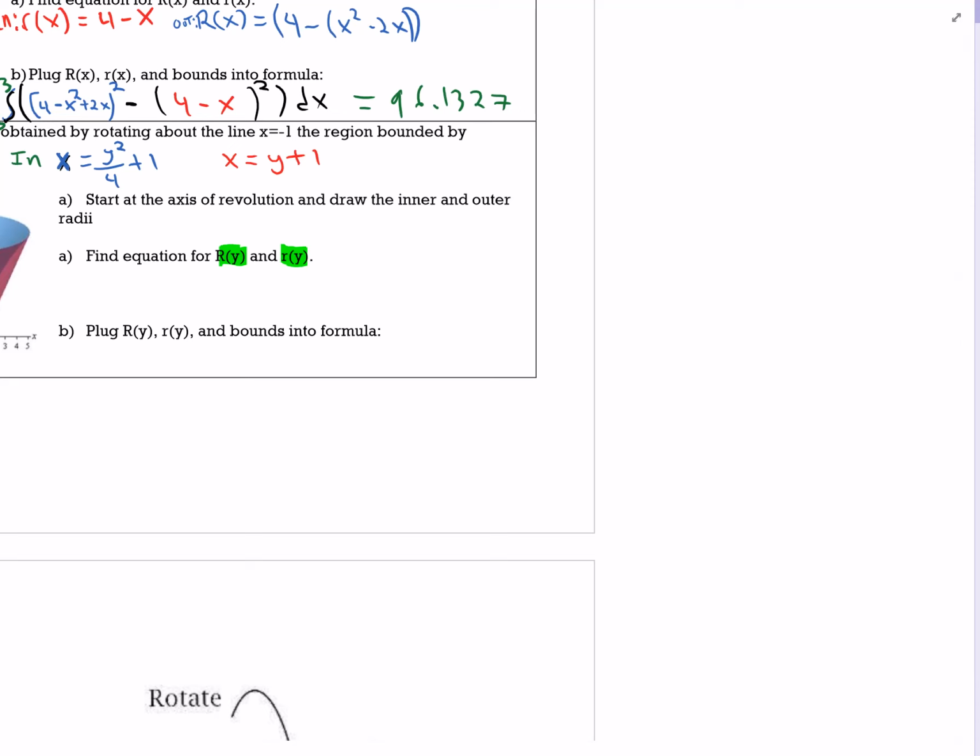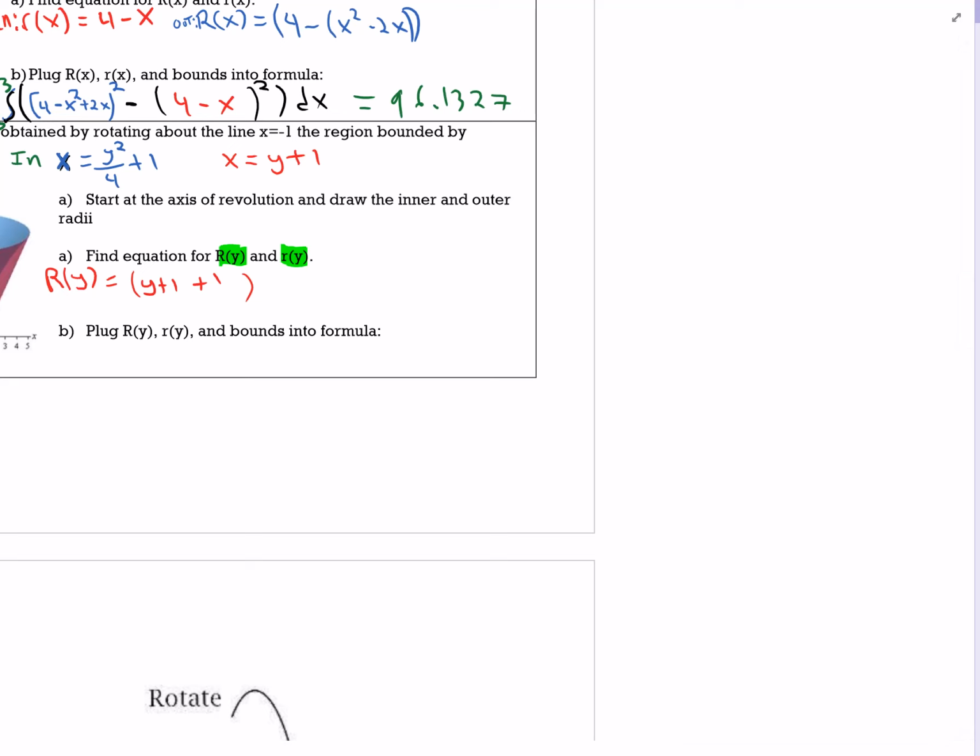And so let's start with the big R, which is our outer radius, right? So in this case, the function itself gives me the distance from the y-axis to the function, and then I have an extra little piece, which is an extra unit of 1, right? So my real radius is going to be the function, which is y plus 1, but then I have to add an extra unit of 1 on there because the axis is shifted over 1, so we're adding 1 unit to that length.